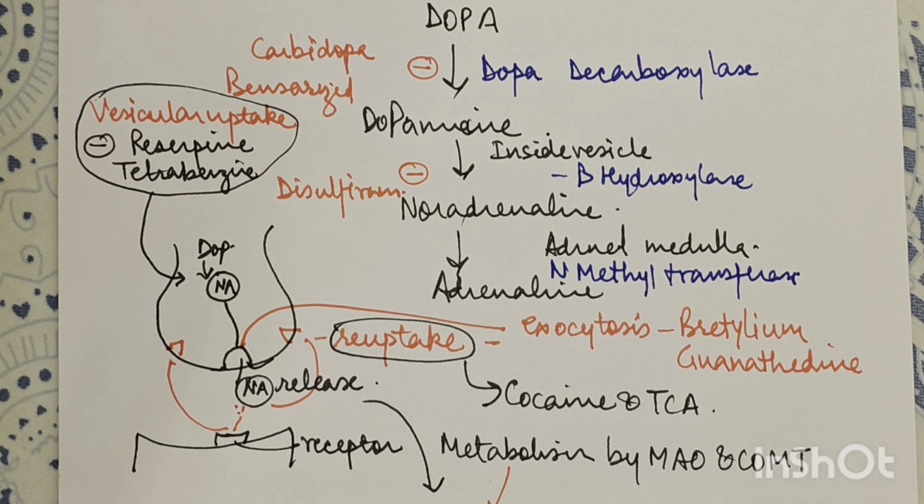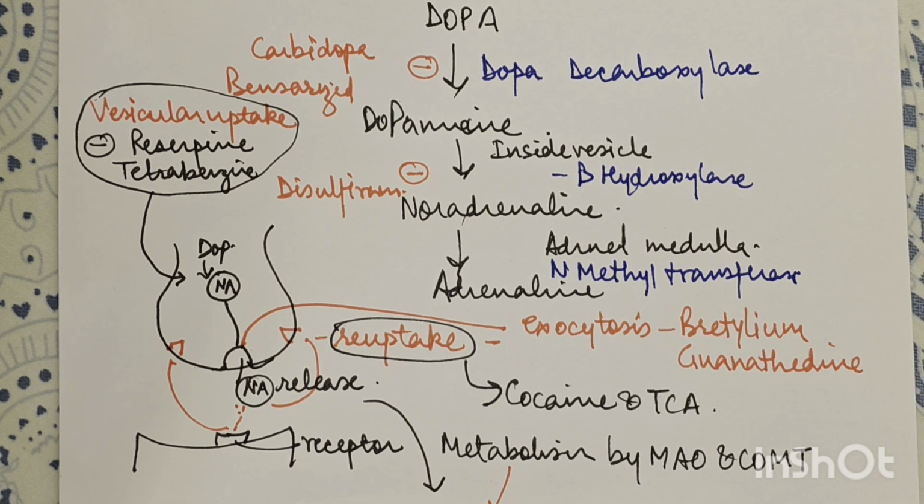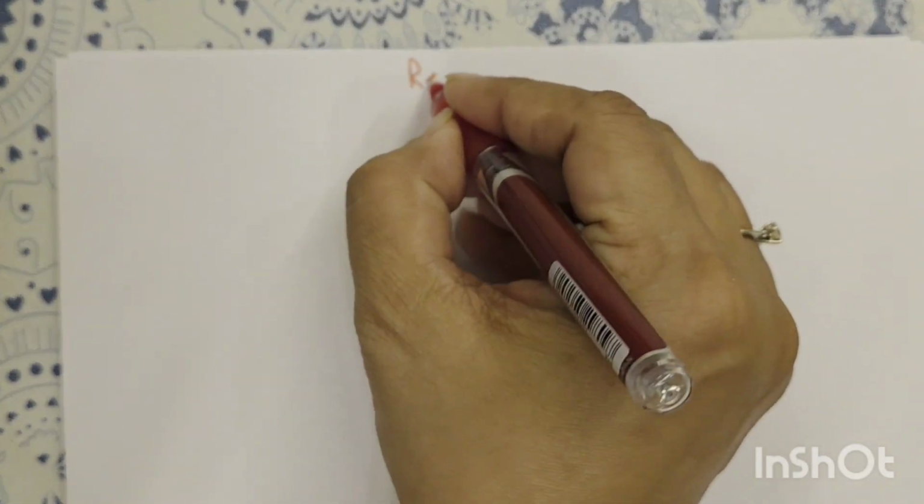Noradrenaline is converted to adrenaline inside the adrenal medulla by the enzyme N-methyl transferase. Then its release or exocytosis is inhibited by bretylium and guanethidine, and its reuptake is inhibited by cocaine and tricyclic antidepressants. It is metabolized by MAO and COMT. So this is the synthesis, storage, release, and distribution of noradrenaline, of the catecholamines. Now let's see the receptors.